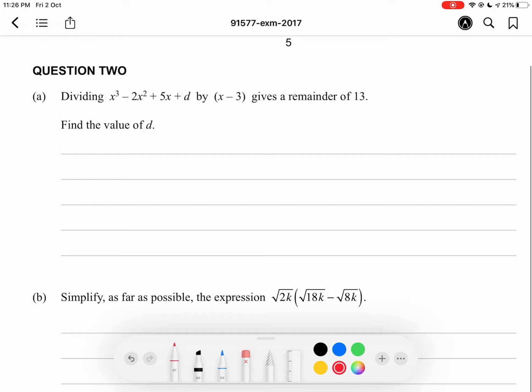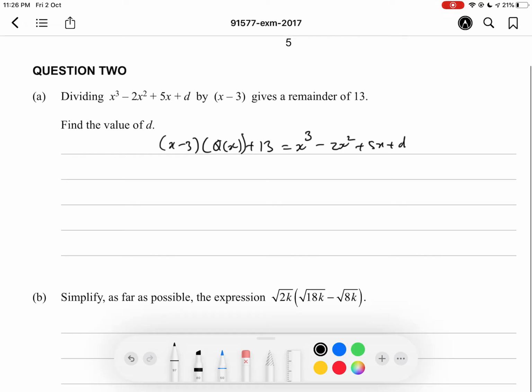So basically, what this is saying is that if we have x minus 3 times of some function q of x, plus 13, that's going to give us our original equation x cubed minus 2x squared plus 5x plus d. q of x can be anything because it's just dividing x cubed minus 2x squared plus 5x plus d by x minus 3. That's going to give us this q of x, doesn't matter what it is.